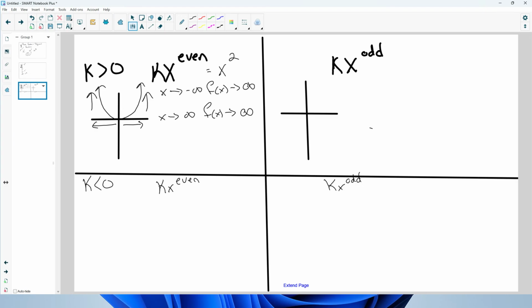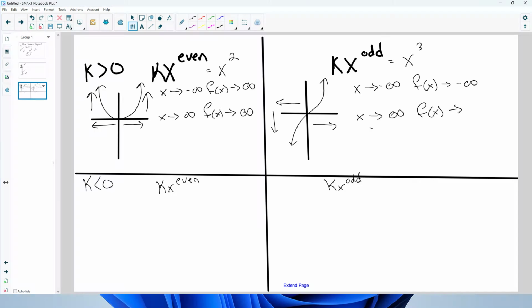Now, odd. When we talk about odd, we think about x cubed, x to the 5th, x to the 7th, so on and so forth. It looks something like this. As x goes to negative infinity, as we go to the left, our graph goes down, meaning f of x, or y, will go to negative infinity. As x goes to positive infinity, y will go to positive infinity. It goes up. And you just trace, right?